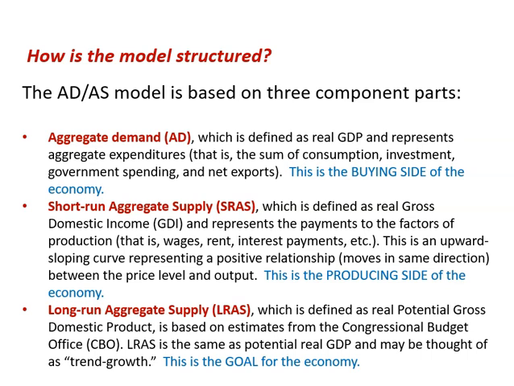2. Short-run aggregate supply or SRAS, which is defined as real gross domestic income, or GDI, and represents the payments to the factors of production, that is, wages, rent, interest payments, etc. This is an upward sloping curve representing a positive relationship, that is, moves in the same direction between the price level and output. This is the producing side of the economy. 3. Long-run aggregate supply or LRAS, which is defined as real potential gross domestic product, is based on estimates from the Congressional Budget Office. LRAS is the same as potential real GDP, and may be thought of as trend growth. This is the goal for the economy.